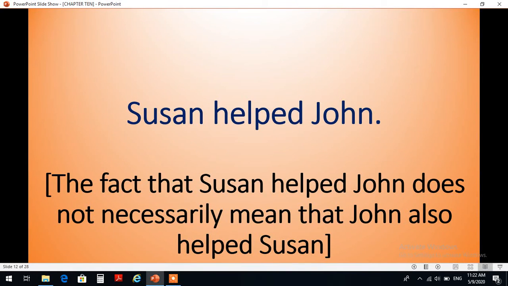Susan helped John. Again, the fact that Susan helped John doesn't necessarily mean that John also helped Susan. So, there is no entailment, it is not symmetric, there is no contradiction, it is not asymmetric, so we will say it is none, neither symmetric nor asymmetric.